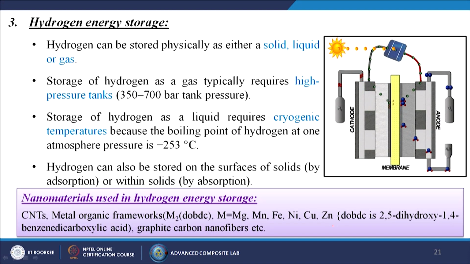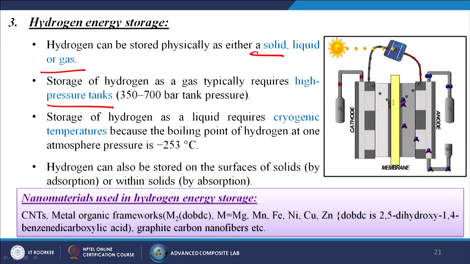Next one is called hydrogen energy storage. Hydrogen can be stored physically as either a solid, a liquid, or a gas. Now people are trying to store hydrogen as a solid material. As and when it is required, we just give heat or pressure and simply convert that solid hydrogen into liquid hydrogen or gaseous hydrogen, so that we can store hydrogen in the near future.